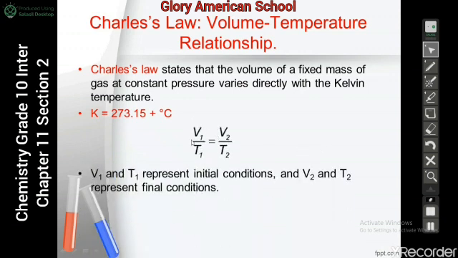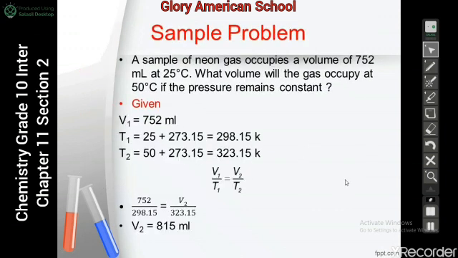So V1 over T1 equals V2 over T2. V1 and T1 are the initial conditions, and V2 and T2 are the final conditions. So let's solve a problem.